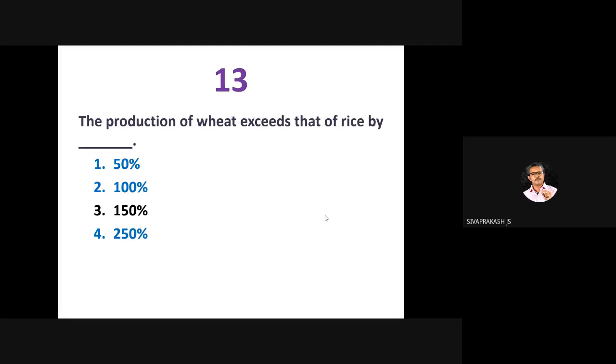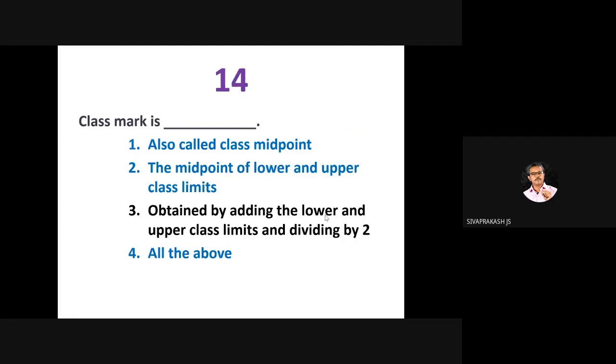Next. Okay, this is exclusive because I did not give the chart. Class mark is obtained by adding the lower and upper class limits and dividing by 2. So here the class mark is 15. That is 20 plus 10 divided by 2. This is called class mark.